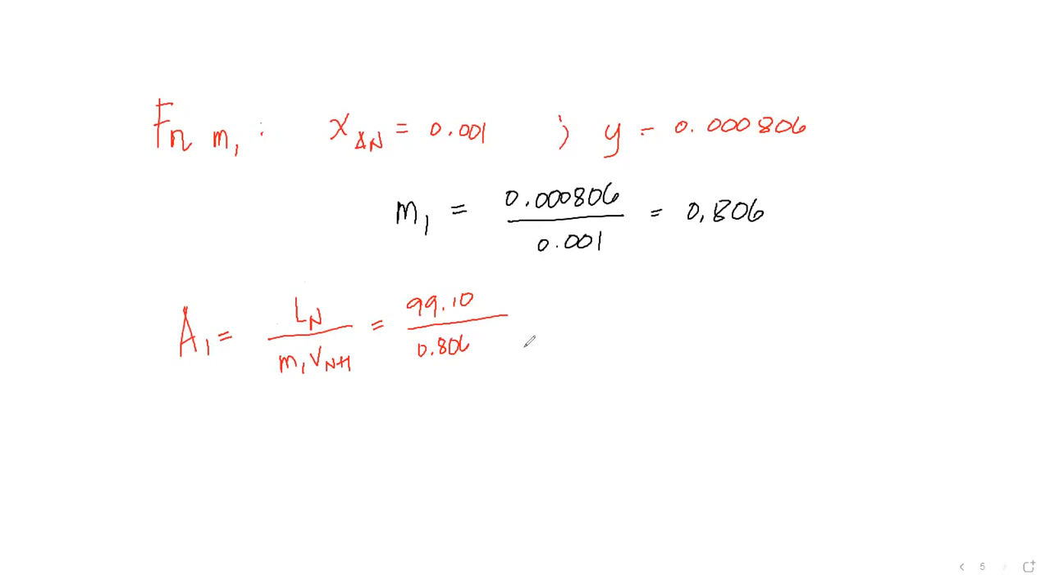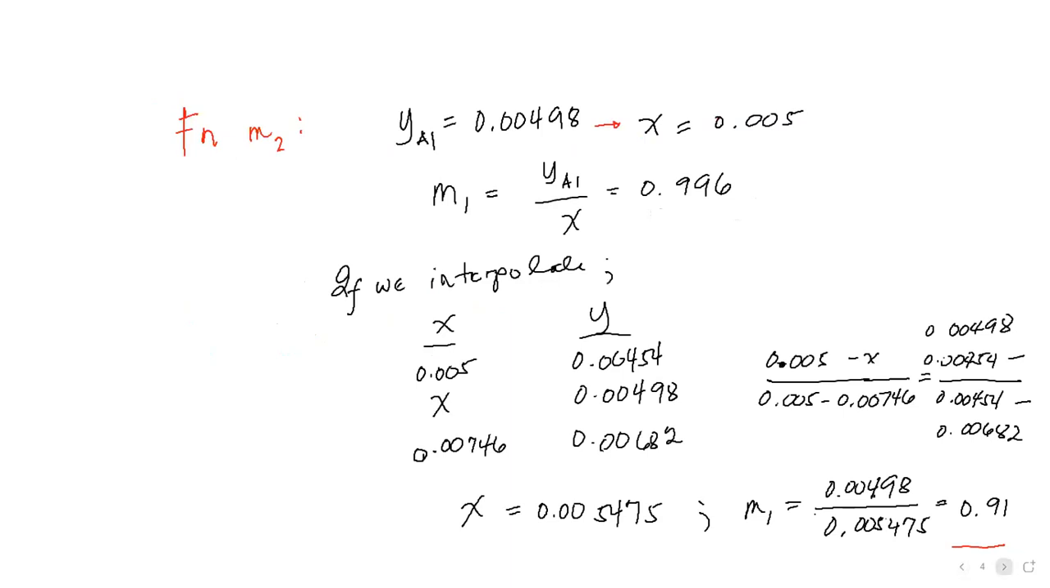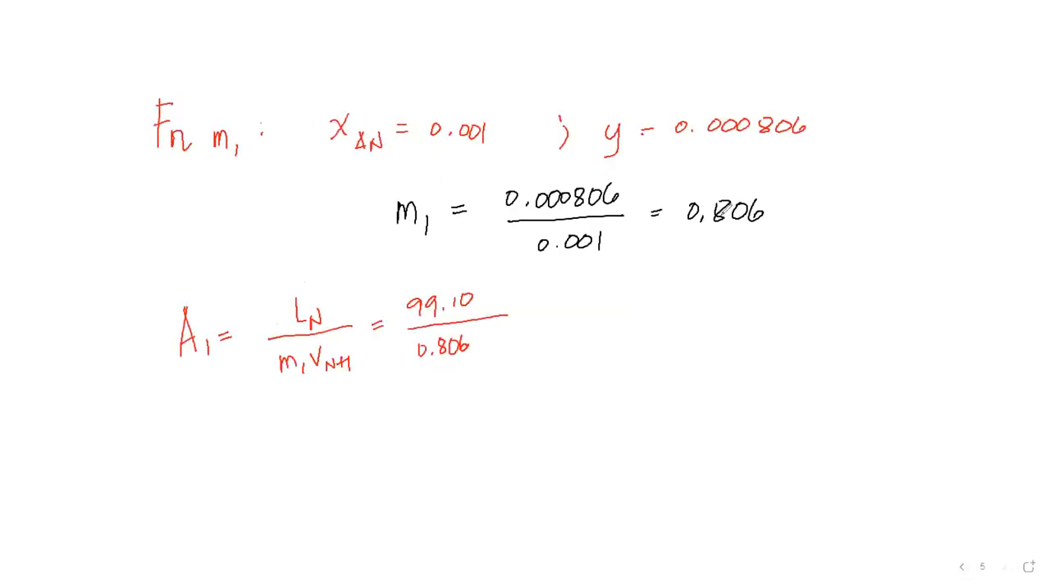0.806. Let me check if I recalled it right. So 0.806. Here we have it. And then we have the V sub n plus 1, which is 200. So now we have the A1. So the 99.10 divided by 0.806 divided by 200 will give us 0.6147. We do the same for A2.